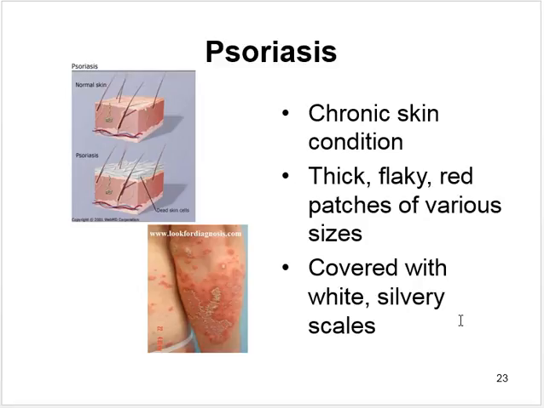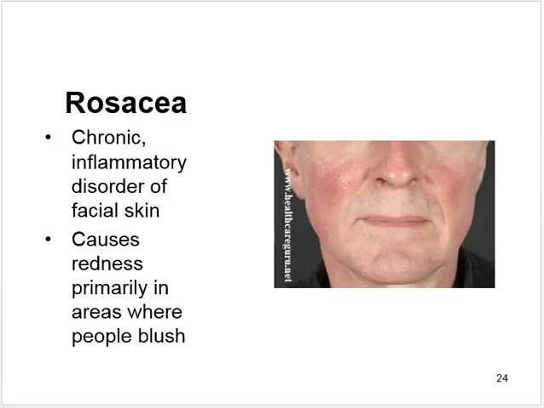It's neither infectious nor contagious, but is caused by an increased rate of growth of the basal layer of the epidermis. The skin cells multiply up to 10 times faster than normal. As underlying cells reach the skin surface and die, their sheer volume causes raised red patches covered with white scale. So that's the scale we saw before. Rosacea is a chronic inflammatory disorder of facial skin, causes redness primarily in areas where people blush.